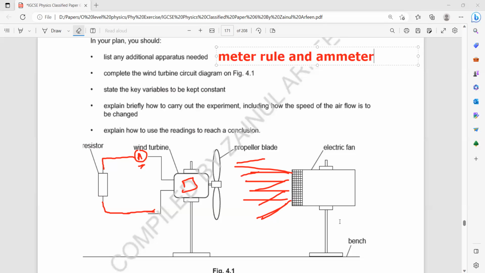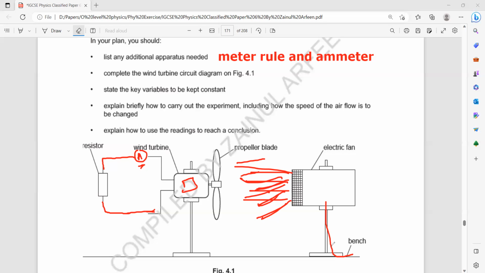We are changing the current in the electric fan. When we change the current in the electric fan, that change produces different speeds of air. And that different speed of air causes different rotation of the propeller blade. As a result, it will produce different current in the ammeter. So this ammeter is used to measure the current which is produced due to the change in magnetic field.